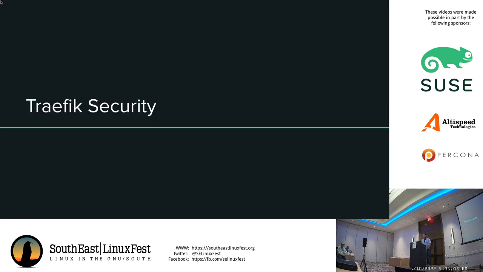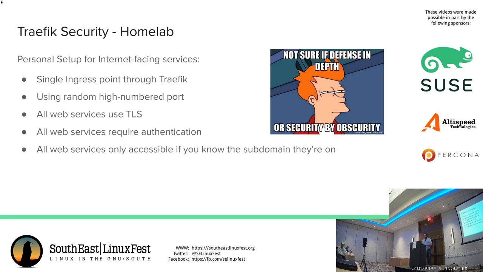So since security by obscurity shouldn't be your only method of security, some of the security measures I have for my home lab for internet-facing services are listed here. So I've got a single ingress point through Traefik, only forwarding minimum ports possible. One reason I'm using the DNS challenge for validation when getting Let's Encrypt certificates is because that method doesn't require having port 80 open. My ingress port is a random high-numbered port.